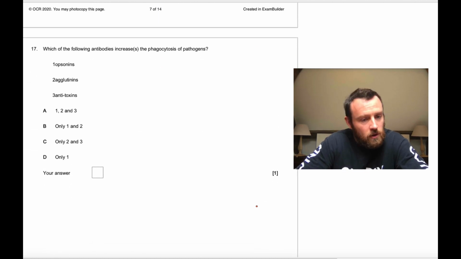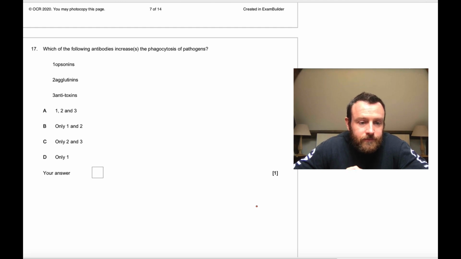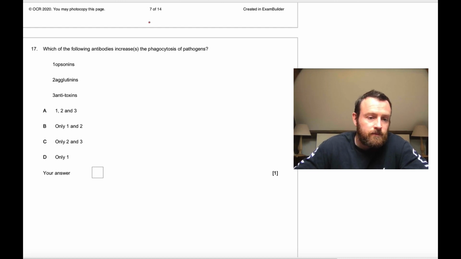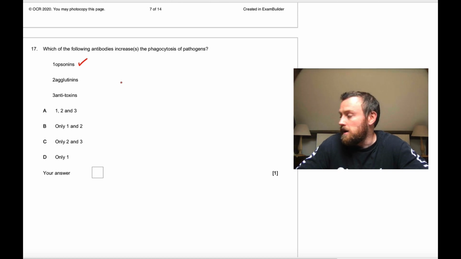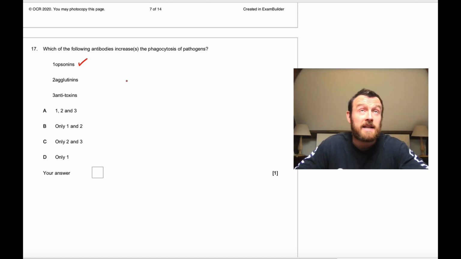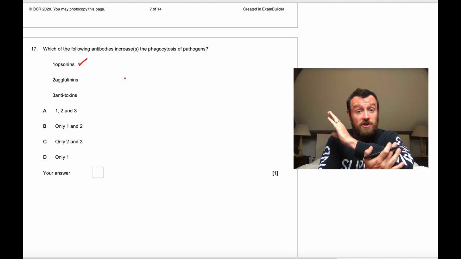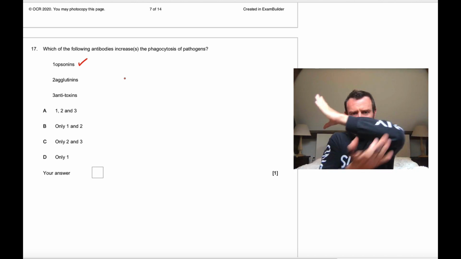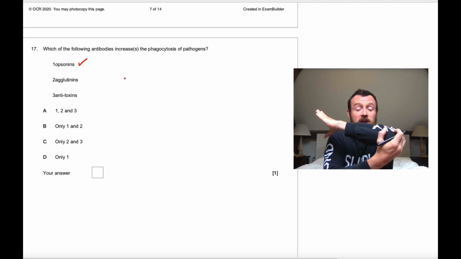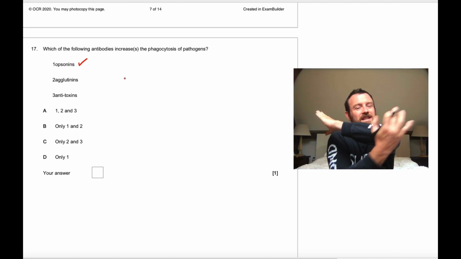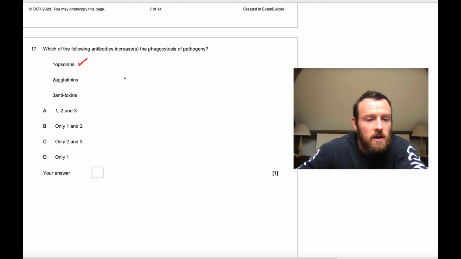17. Do the question if you need to. And now the answers. Okay, what increases the phagocytosis of pathogens? Yeah, opsonins. Remember, definitely. Opsonization is when the antibody sticks to a pathogen, and then the back end, the constant region of the antibody, this is an antibody here, this is the back end, this bit has a signaling molecule that signals to the white blood cell.